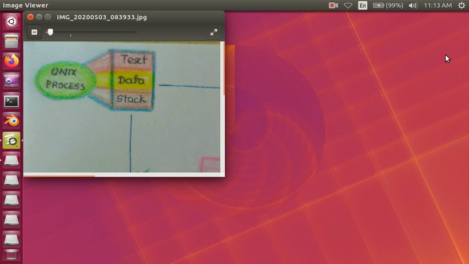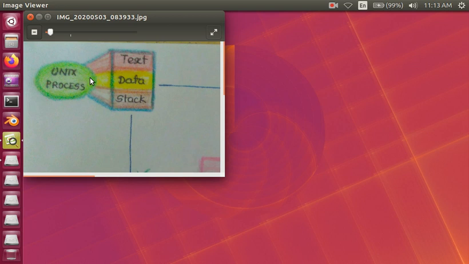We know that the process requires memory, but how much memory is required for the process, or how to allocate it, that is more important. So before that, let's discuss what this Unix process mainly consists of.